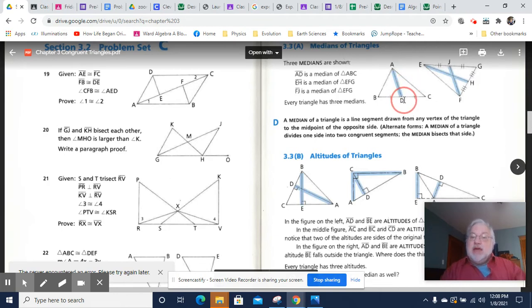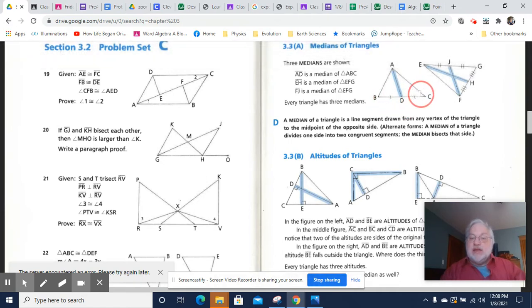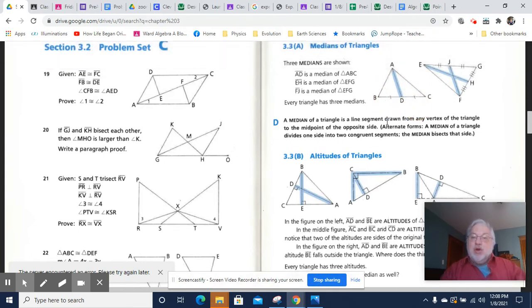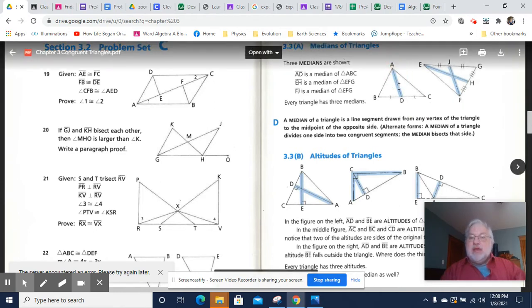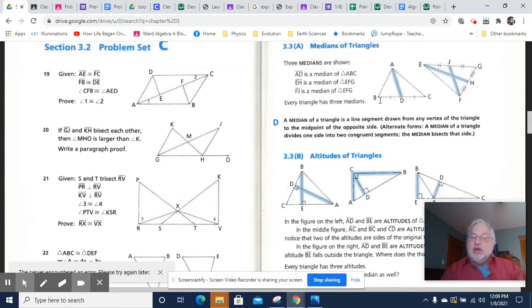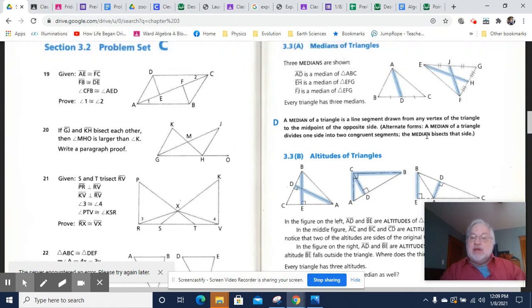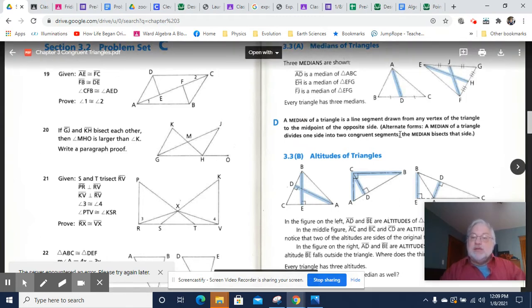The nice thing about that is we have defined a midpoint, which means we've bisected the side. If you can demonstrate you've got a median, then you have demonstrated that you have bisected it. Or if you need to demonstrate something is a median, it's useful to demonstrate that these two segments are congruent, and therefore the segment has been bisected. In alternate form, a median of a triangle divides one side into two congruent segments. In other words, the median bisects that side.